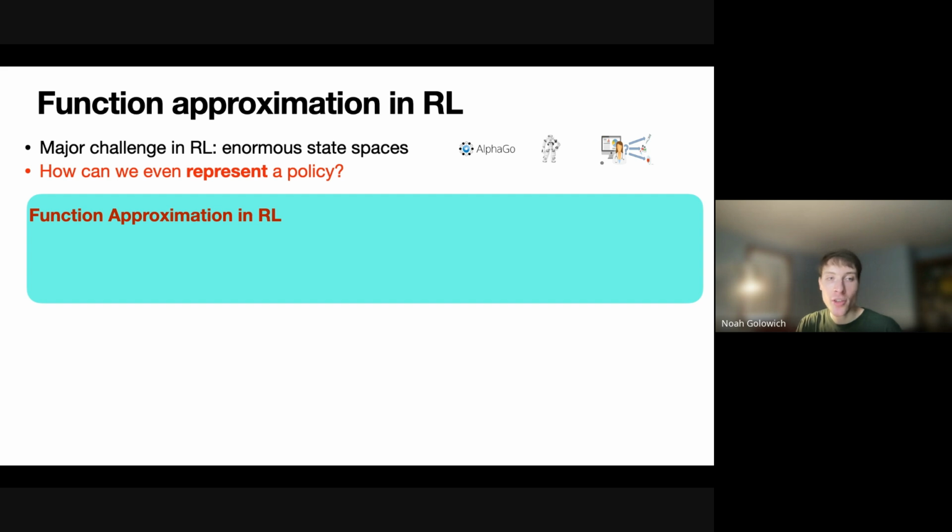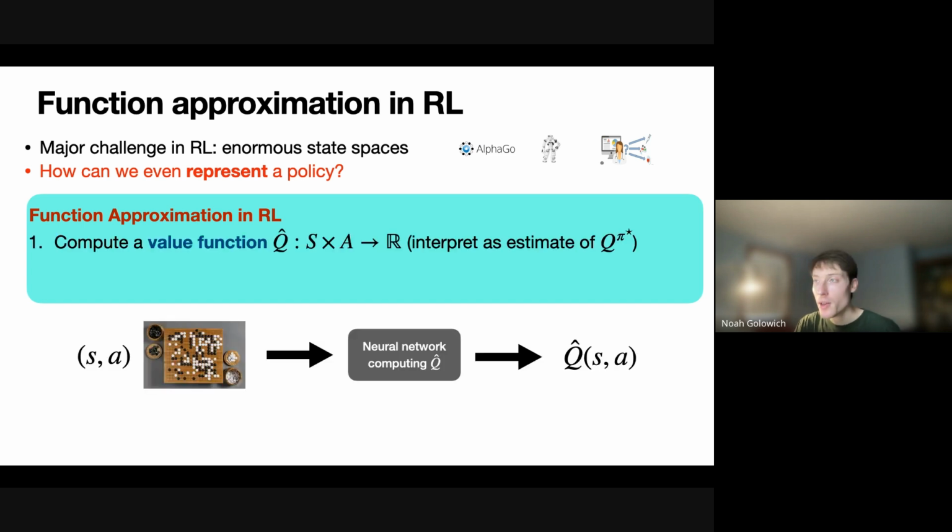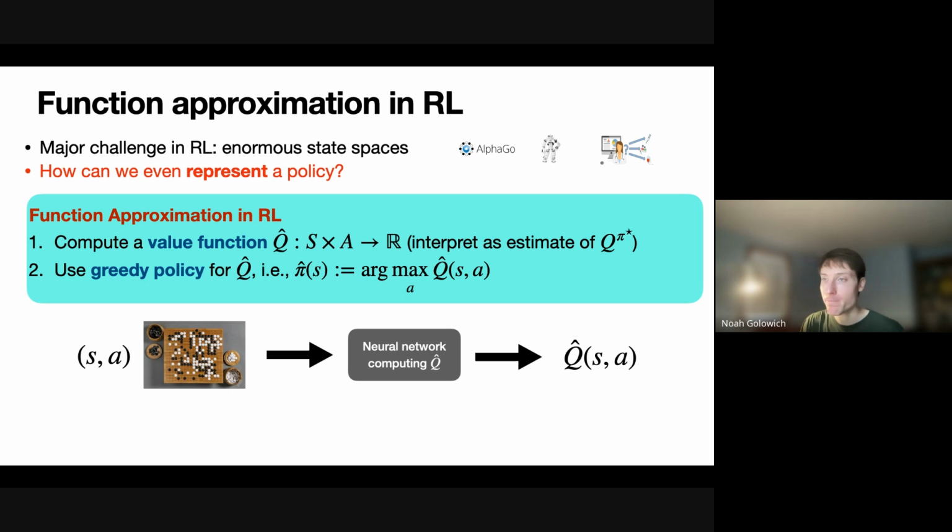So typically, this is approached using the framework of function approximation in reinforcement learning, which proceeds as follows. We first compute some value function q hat mapping from state action pairs to real numbers. You should think of this as some sort of estimate of the optimal value function q pi star. In practice, these value functions may be computed by neural networks. In theory, when we have trouble proving end-to-end guarantees about learning neural networks, we'll choose some q hat belonging to some fixed function class. Given q hat, we can then use the greedy policy with respect to q hat, which at a state S simply takes the value maximizing action according to q hat.